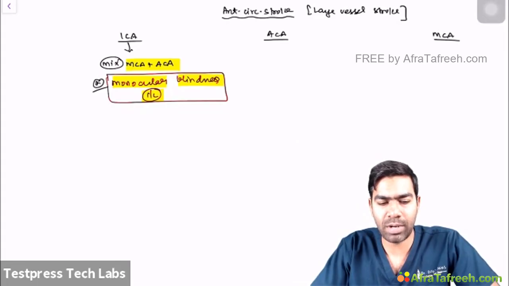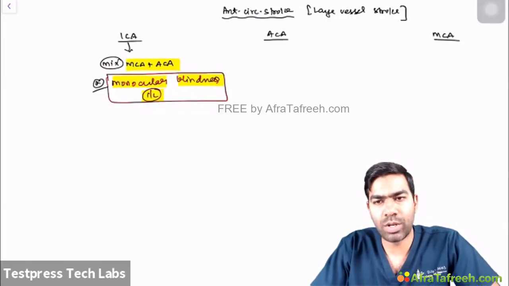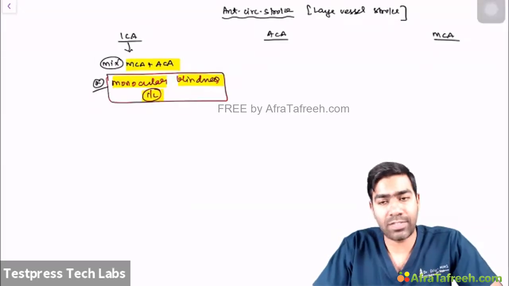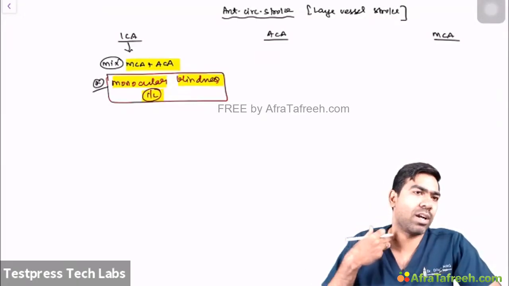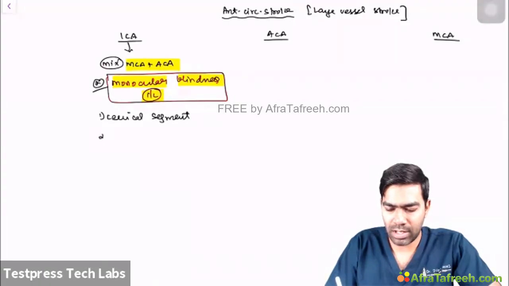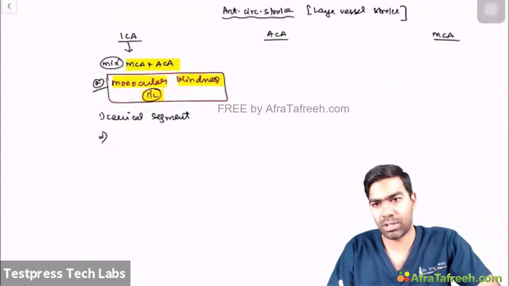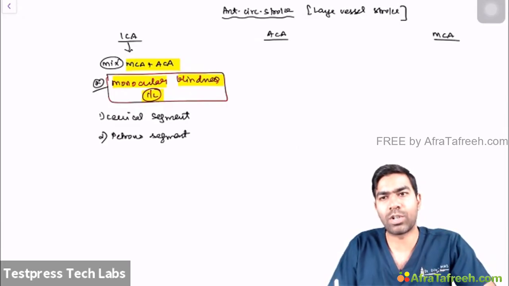So why do they produce ipsilateral blindness in the first place? Yes, that is due to involvement of the ophthalmic artery. Because as far as you know, the ICA has many segments. For example, if you take the internal carotid artery from here, it has many different segments. For example, you have something called a cervical segment. And then you have something called a petrous segment, of course. I think you would have heard about all these things in anatomy itself.